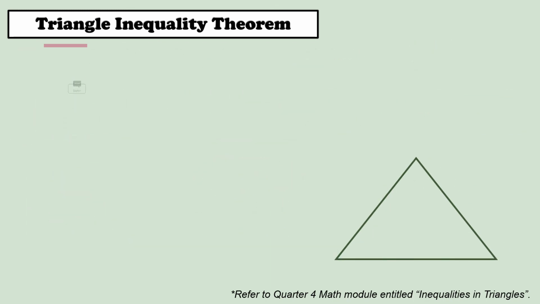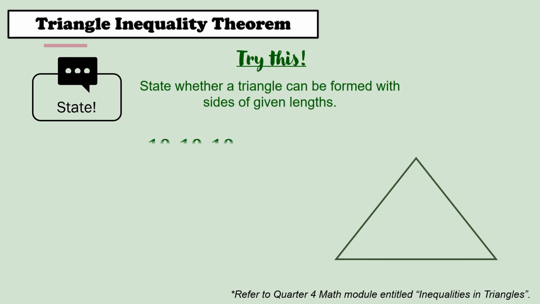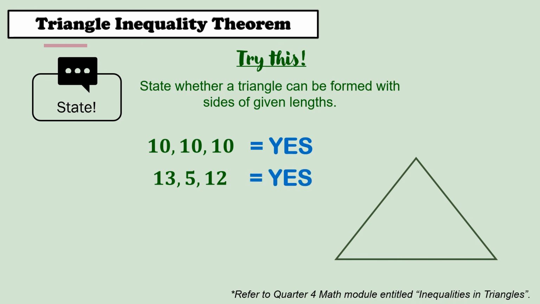Let us state our conclusions. From the given lengths, the lengths 10 units, 10 units, and 10 units can form a triangle. The lengths 13, 5, and 12 can also form a triangle. However, the measures 3, 7, and 10 can't form a triangle since it does not satisfy the triangle inequality theorem.